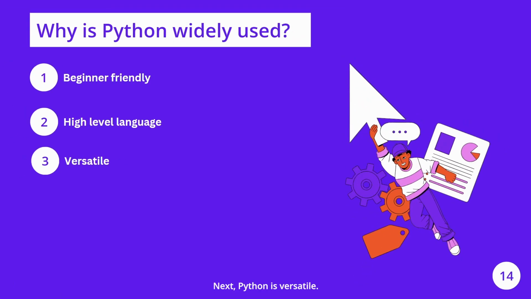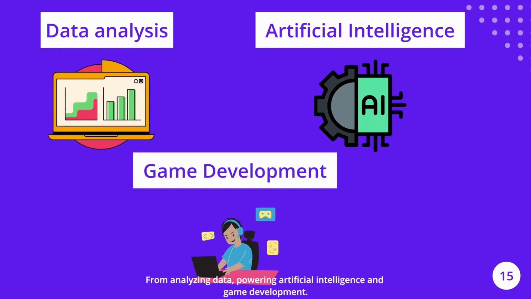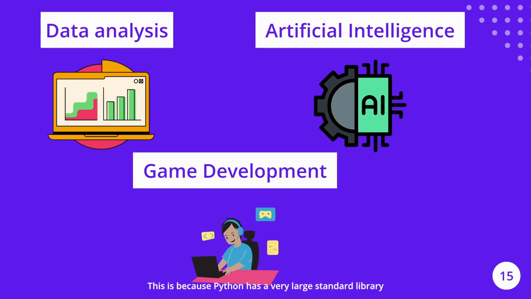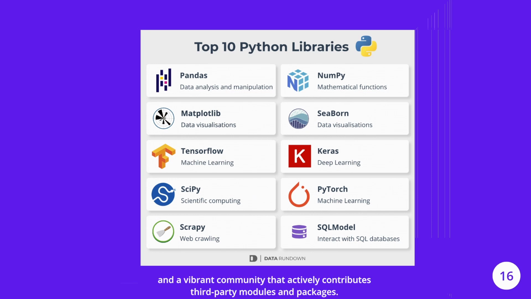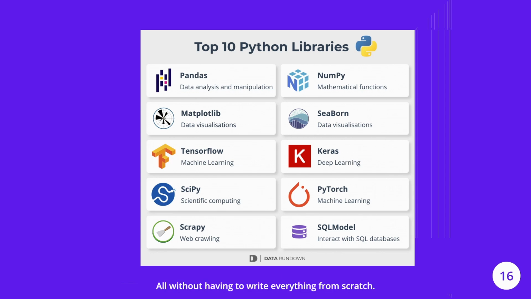Next, Python is versatile. That means it can be used for many different things, from analyzing data, powering artificial intelligence, and game development. This is because Python has a very large standard library and a vibrant community that actively contributes third-party modules and packages. This means you can easily find tools to do web development, data analysis, machine learning, automation, and so much more, all without having to write everything from scratch.